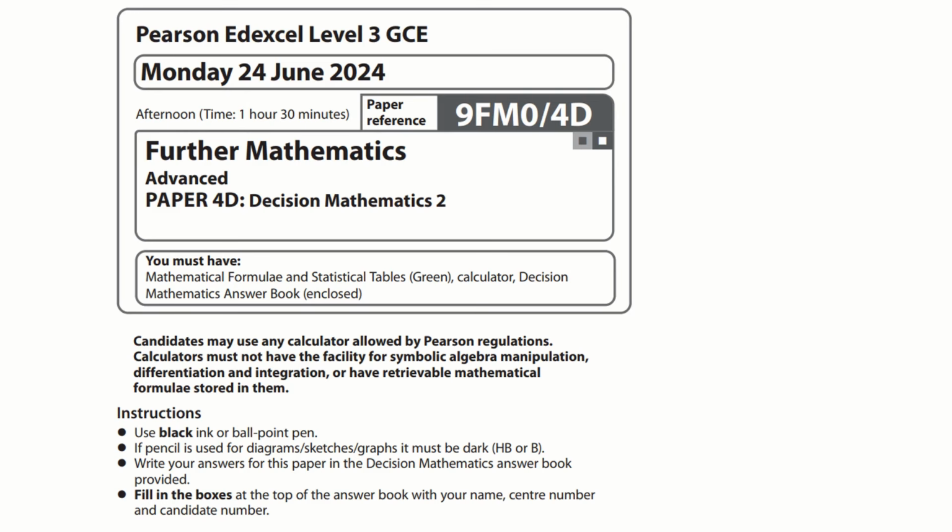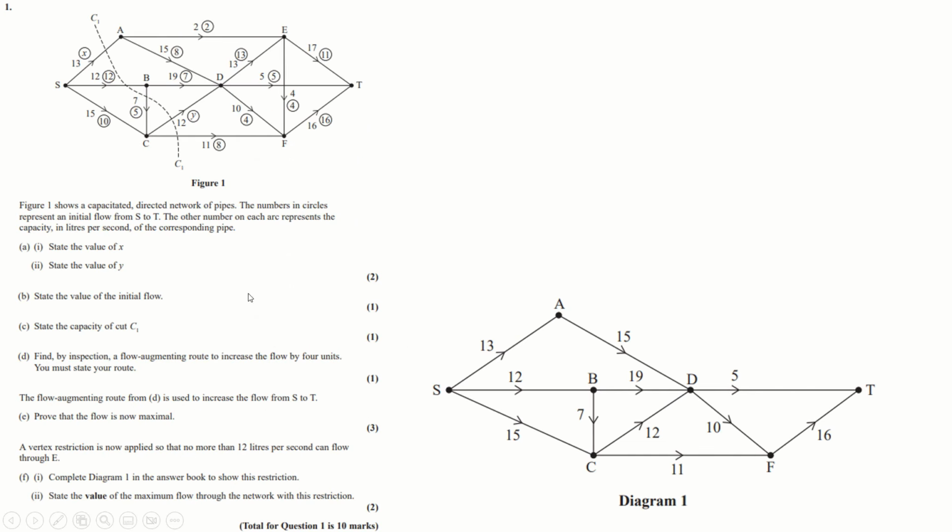Decision 2 from 2024, let's just do it. So we can see here from this flow network, the circled numbers are what's actually going through the pipes. The uncircled numbers are the maximum amount allowed.